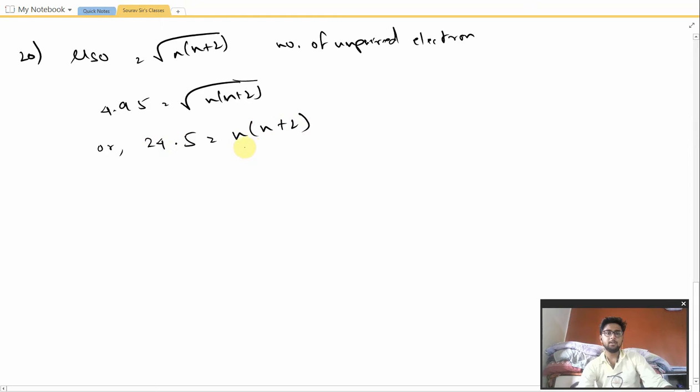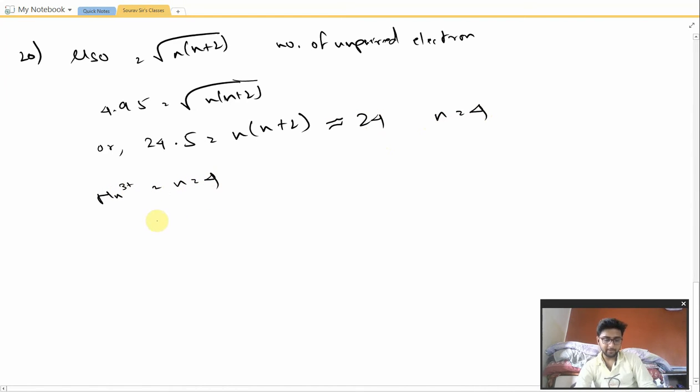So if we have 24 over here, then what would be the n into n plus 2 value? If we say 4 into 6 is equal to 24, then the number of unpaired electrons would be 4. Obviously, if this value is approximated to 24, then n can be equal to 4. So n into n plus 2 would be 4 into 6, which is equal to 24. So for Mn3 plus, the number of unpaired electrons is 4.